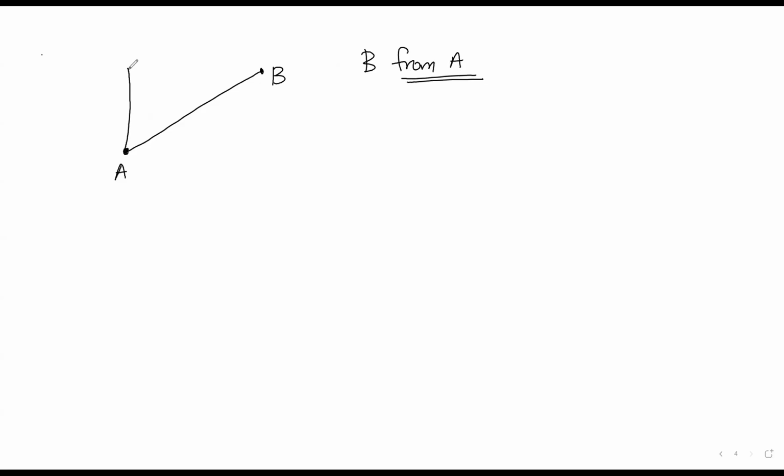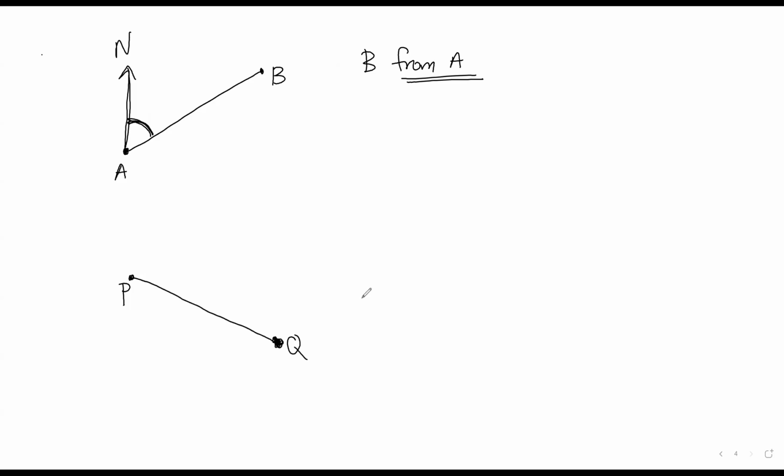So here will be your north line. The angle formed between the line AB and that north line is your bearing of B from A. Let's say it was P and Q, and I have a point here which is P, and here is Q. This line connects the points.